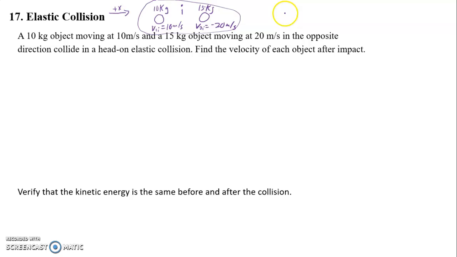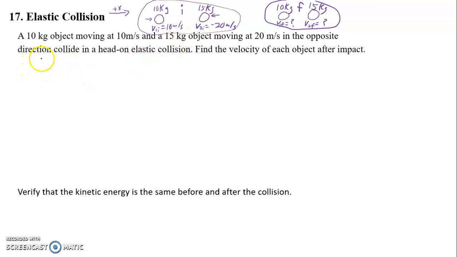Then final is what's happening right after the collision. We've got our 10 kilogram object, and I actually don't know which way it's going. It was moving that way, and this one was moving that way, but we don't really know. So v1f is an unknown, and we've got our 15 kilogram object, and v2f is also an unknown. So this is our final state. All right, that gives us a little diagram of what's going on here.